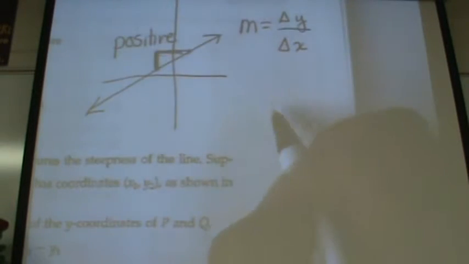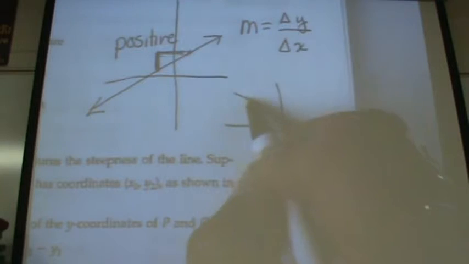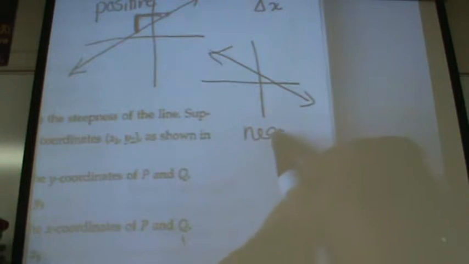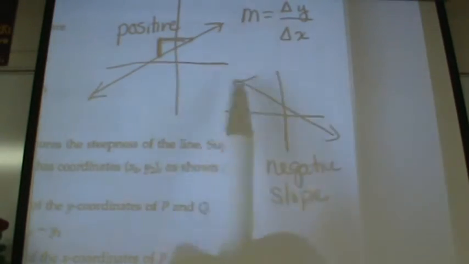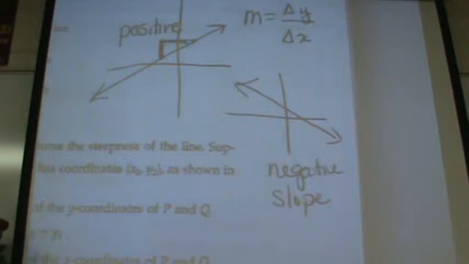Now, what if your line is going this way? This is a negative slope line, right? So it's positive if you're going up, it's negative if you're going down. So think of going up the stairs or down the stairs. Okay, so now, look at this first example here.